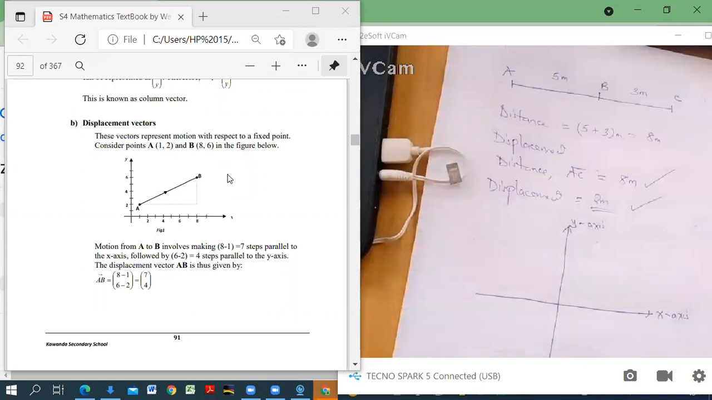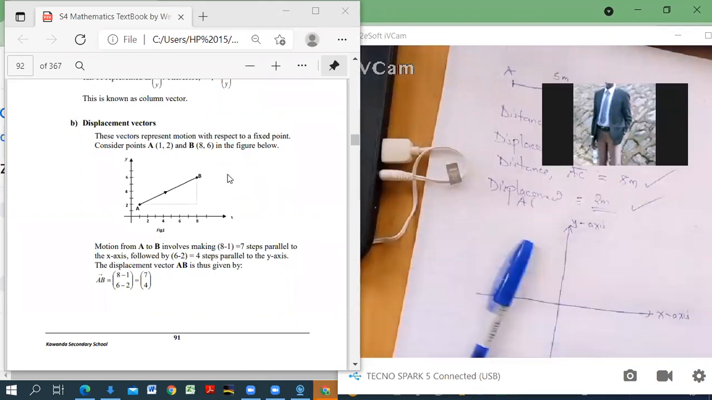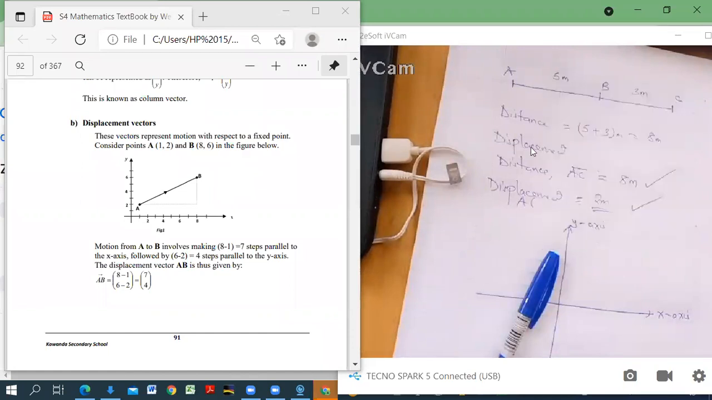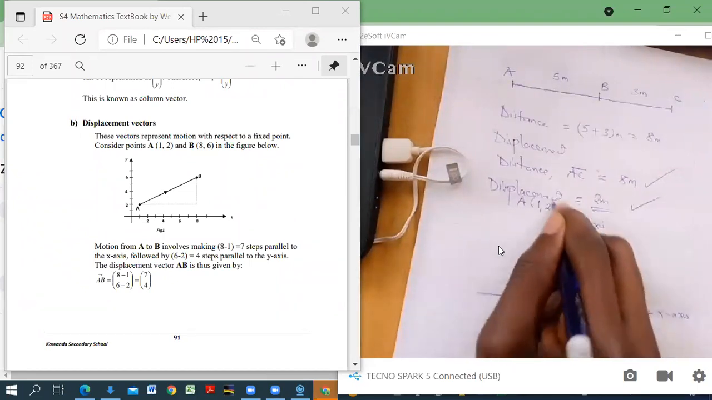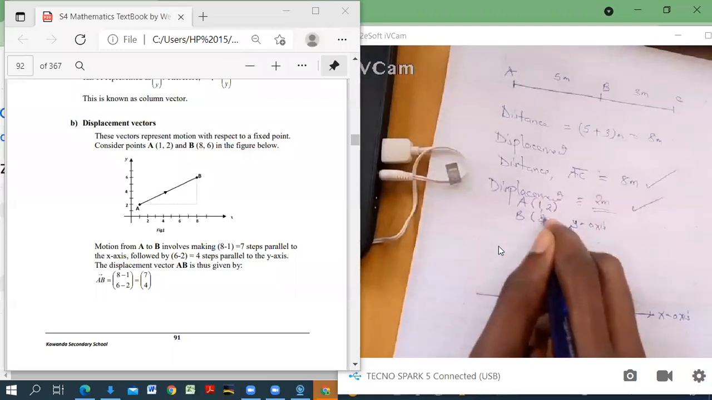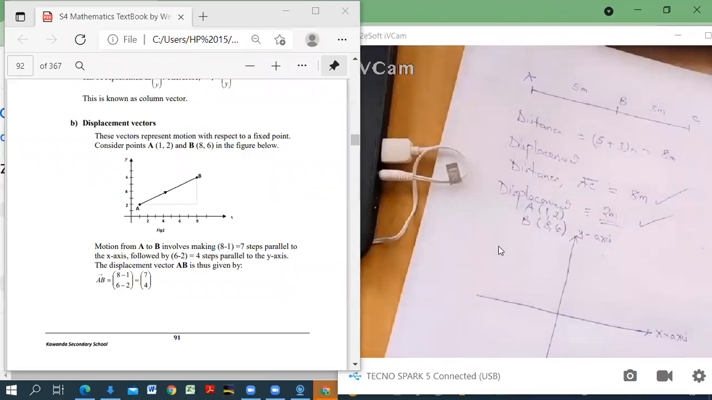Now we are saying consider points. Consider point A. What is point A? Point A is 1, 2. Is it 1 and 2? What about B? B is 8, 6. Now, if you are to plot those points on our Cartesian plane, this is my 1. Let me assume this is my 1. Then this is where my 2 is. I'm just assuming, okay?